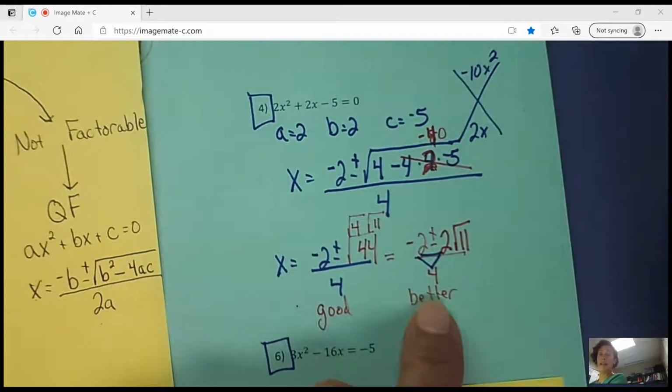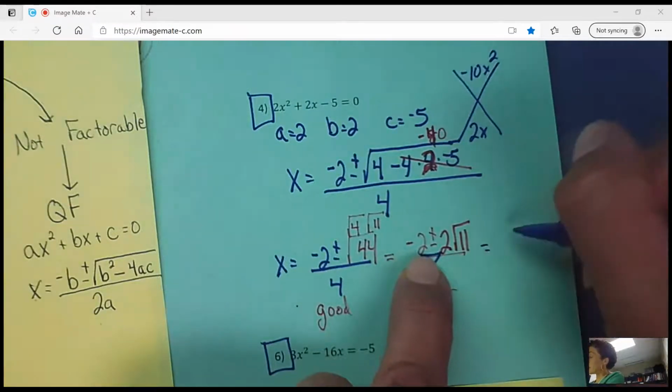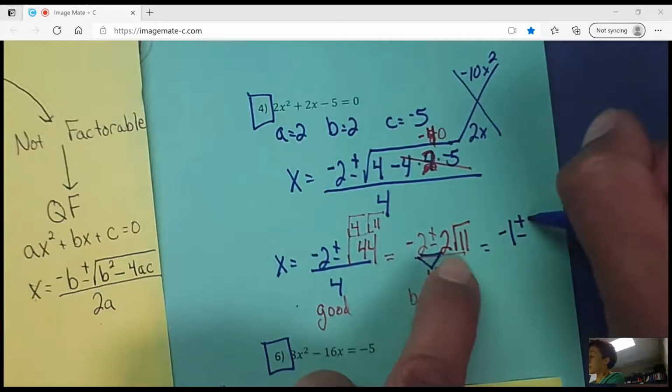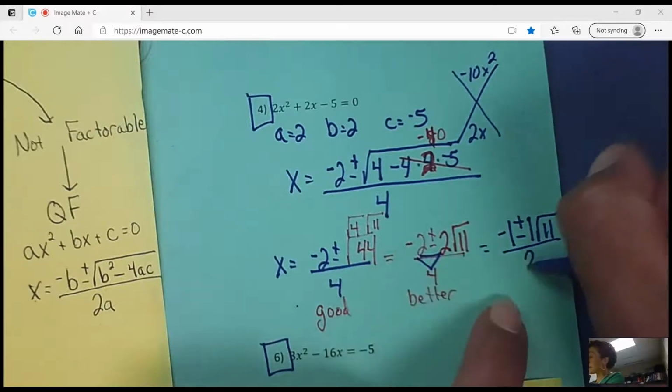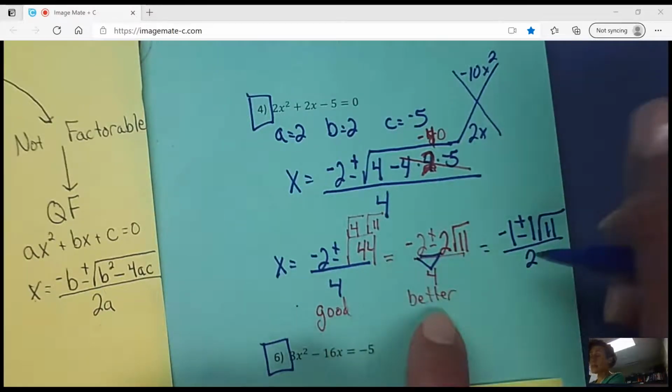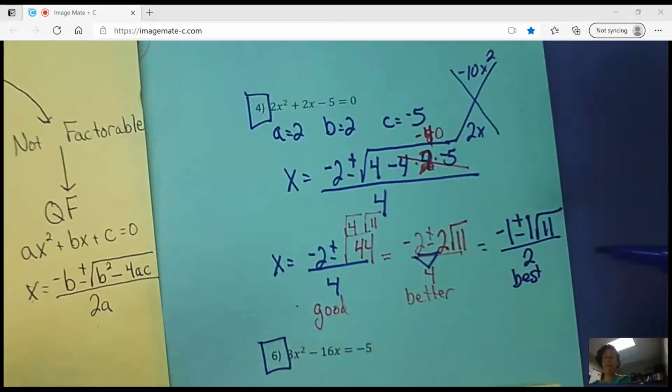So it's kind of like factoring out a 2. So when I divide this term by 2, I get negative 1. Divide this term by 2, and I get 1. And there's the 11 safe inside that check mark. And if I divide this by 2, I get 2. So this is a good answer, this is better, and this is best. You should try for the best, but it's okay if you mess up and just go for the good.